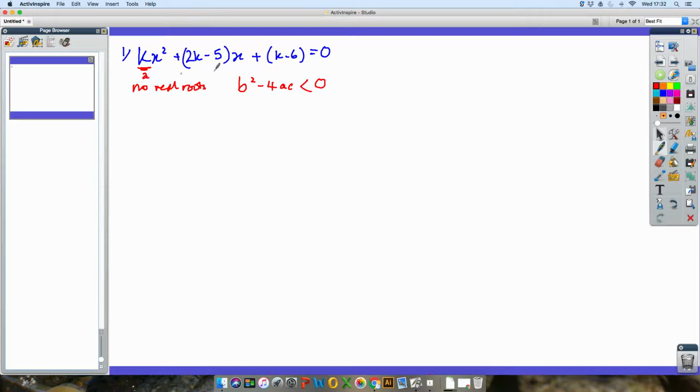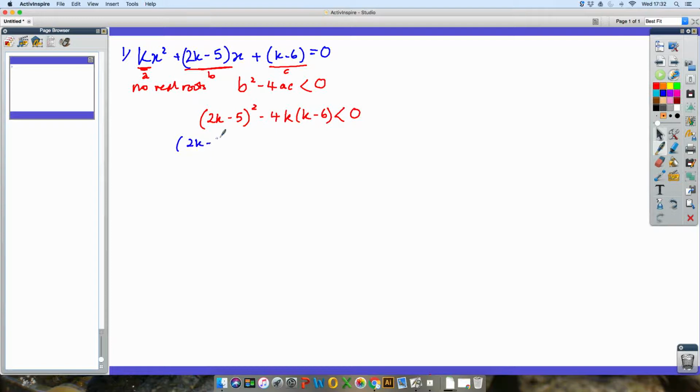A, B the coefficient, C the number on its end. So stick them in. B squared, so your B term, all squared, minus 4 lots of the A term, which was just k, times the C term, which was just k minus 6. It's less than 0. Right, let's do some expanding.